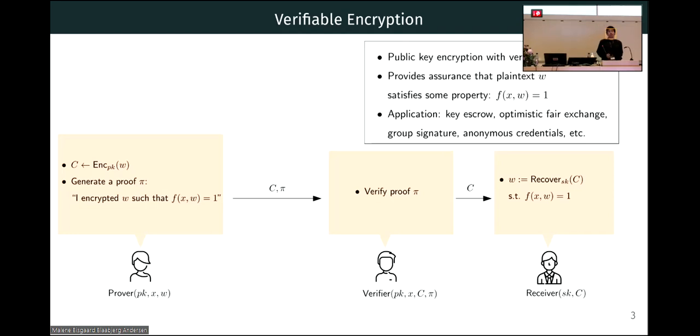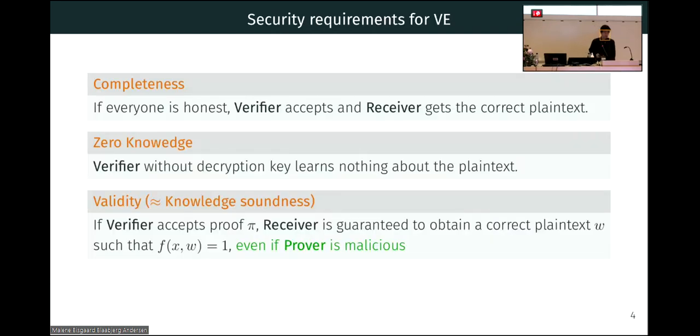And in the literature, there are several applications of verifiable encryption, such as key escrow, optimistic fair exchange, group signatures, anonymous credentials, and so on and so forth. So what about the security? The security requirements are very similar to zero-knowledge proofs. So of course, you should satisfy completeness: if everyone is honest, then the verifier accepts and the receiver gets the right plaintext. It should also satisfy zero knowledge, especially where the verifier does not know the secret decryption key. So in this case, on a high level, the verifier should learn nothing about what's encrypted by the prover.